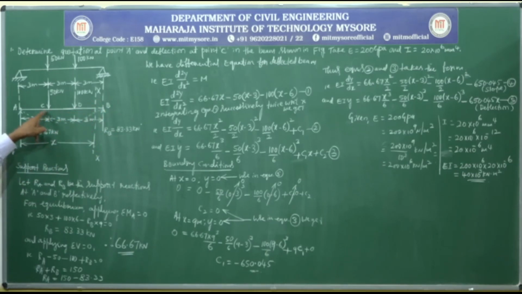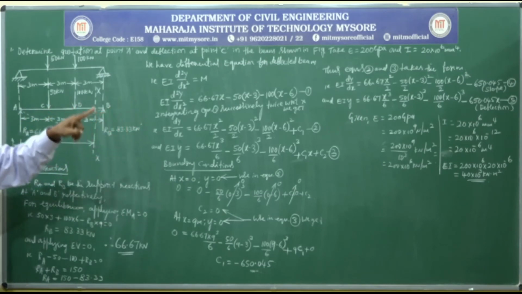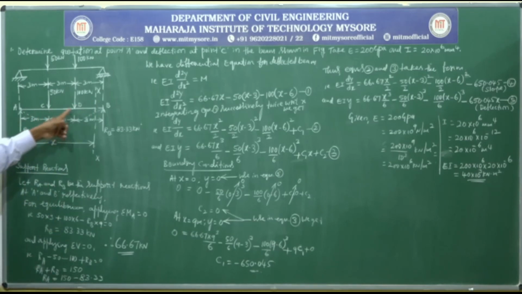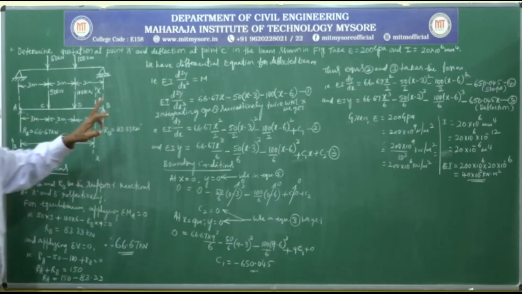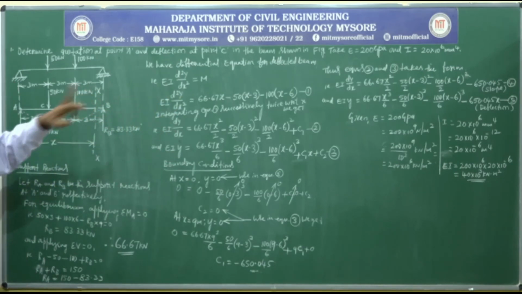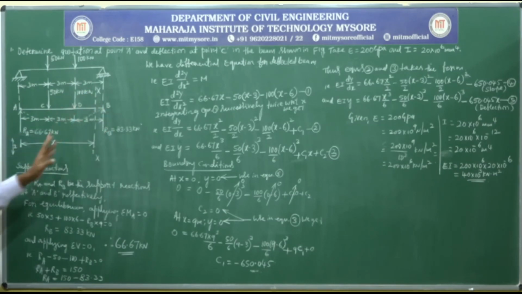Similarly, slope at C, x is equal to 3 meter and EI is equal to 40 into 10 power 3 kilonewton meter square, in equation 4. You will get dy by dx, that is theta C. Similarly, slope at D, x is equal to 6 meter and EI value, dy by dx is equal to theta D in equation 4. Lastly, slope or rotation at B, x is equal to 9 meter in equation 4 along with EI value, you will get theta B.